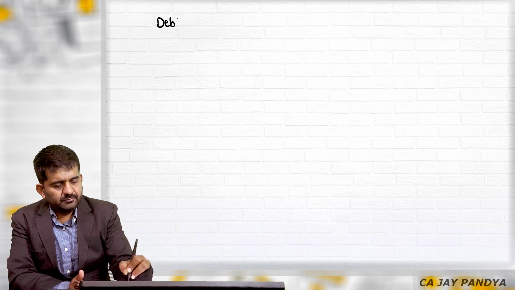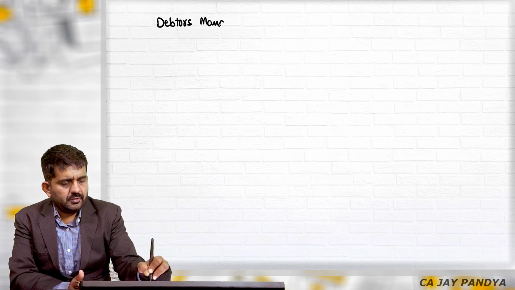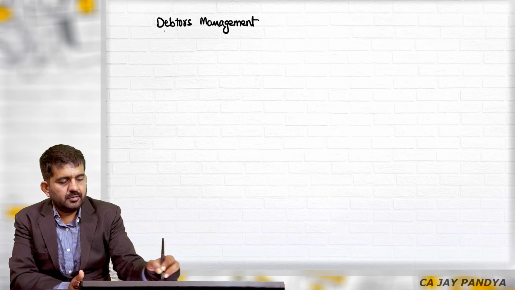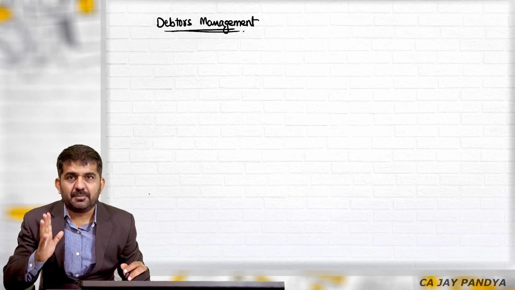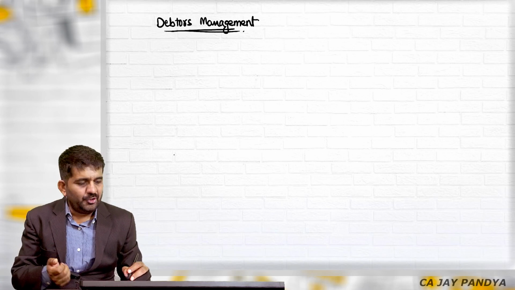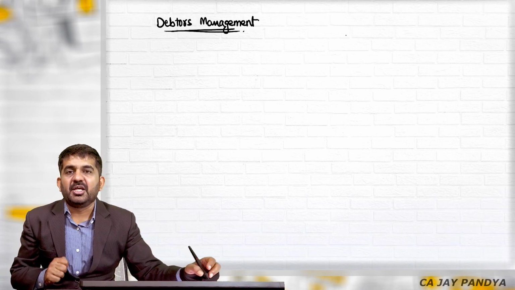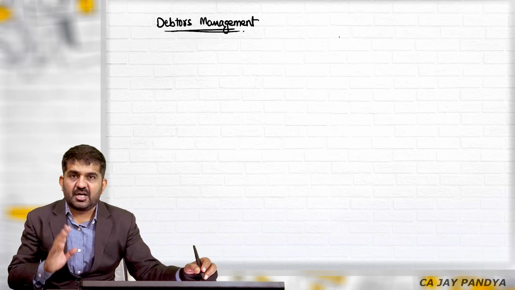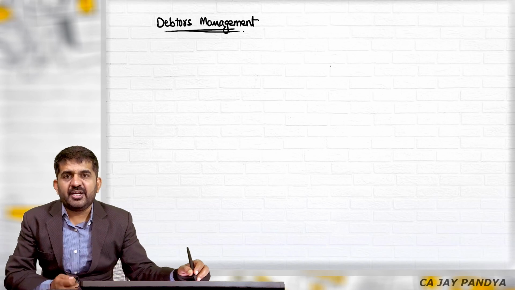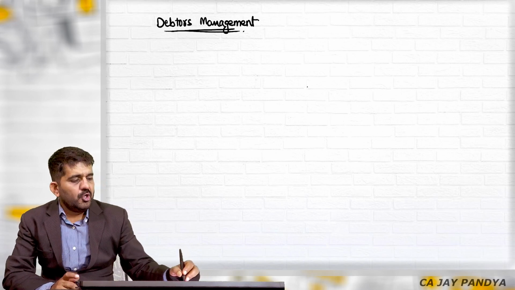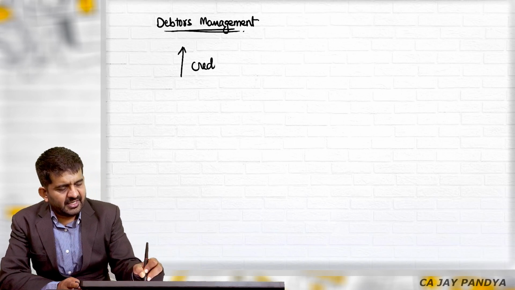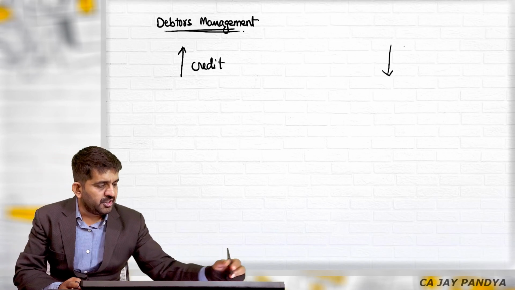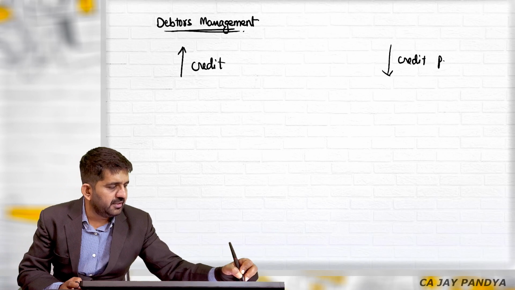Next will be debtors management. What is debtors management? Please try to concentrate. I have told you working capital management includes management of current assets and current liabilities. What is included in current assets are debtors. You just need to decide in debtors management whether you should increase the credit period, or keep or decrease the credit period.